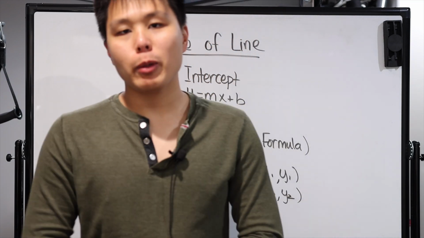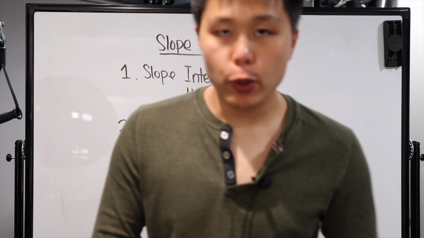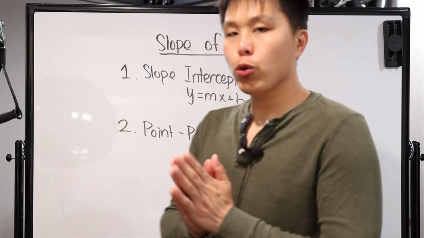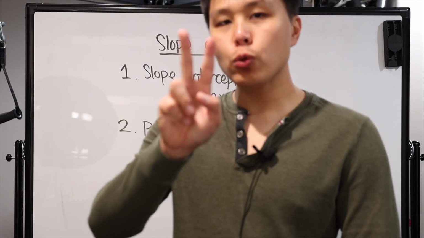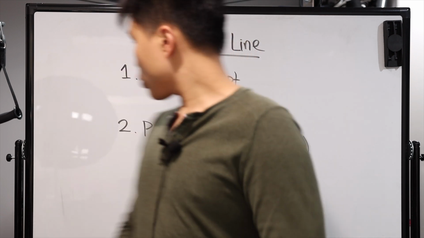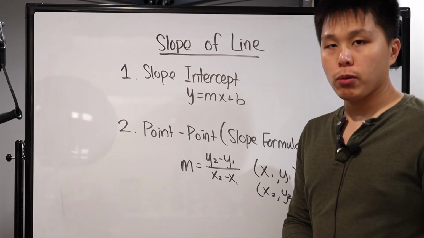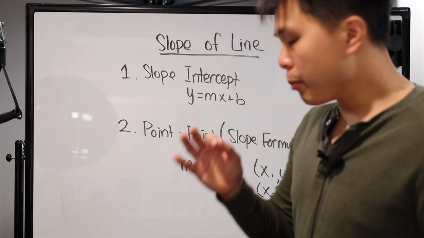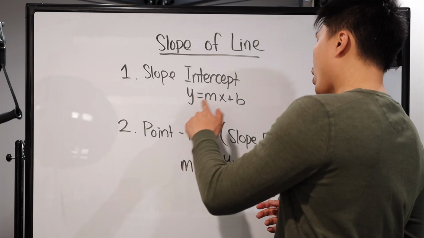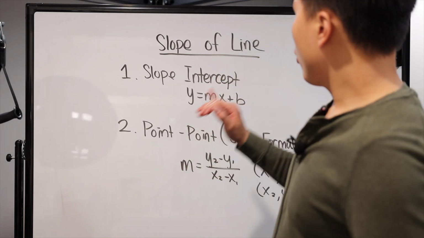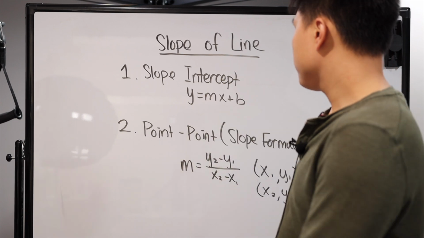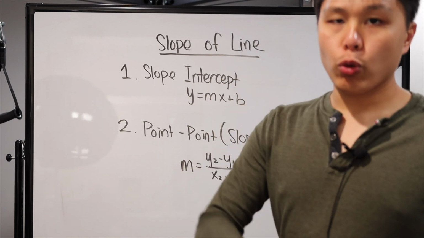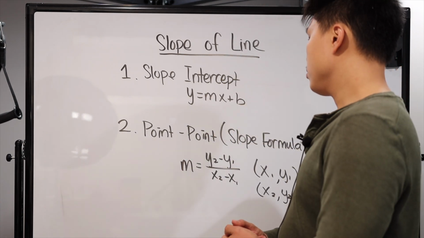This is the Bare Minimum Algebra series and today we are going to focus on finding the slope of a line. So, in order to find the slope of a line, there's actually two ways that you can go about it. The first one is your slope-intercept form. Slope-intercept formula, however you want to call it. It's commonly seen in the format of y equals mx plus b, where m stands for slope, b stands for the y-intercept. Plain and simple.